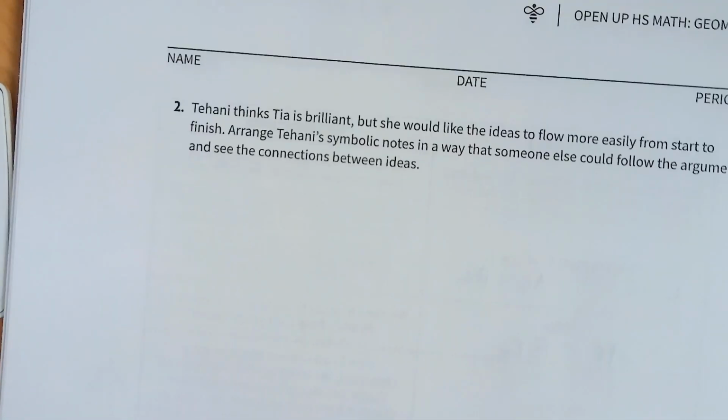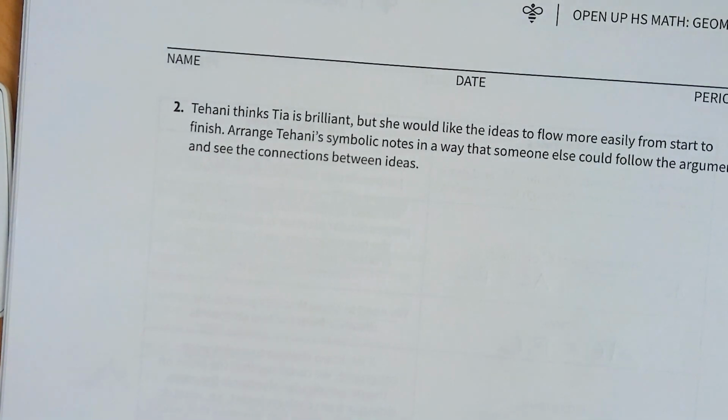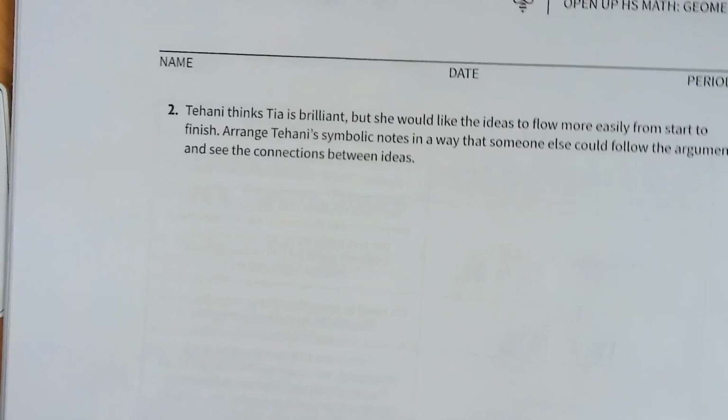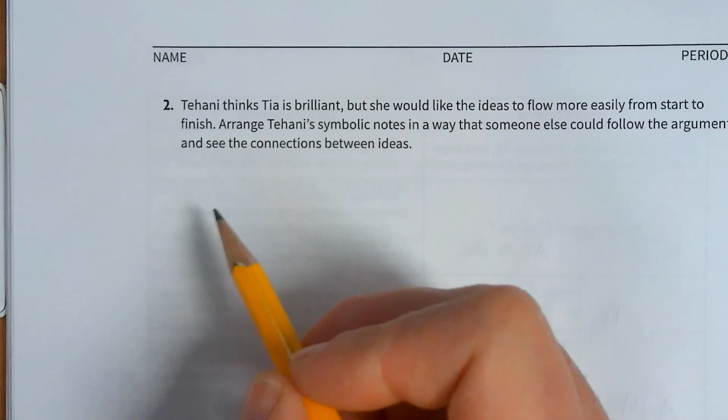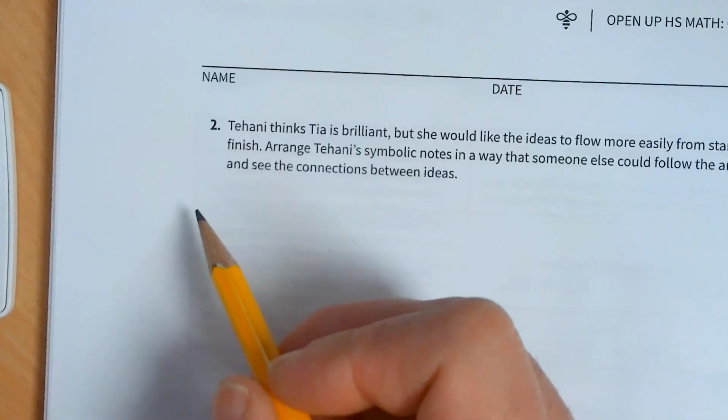All right, let's wrap this up real quick. Tia thinks Tahani is brilliant, but she would like the ideas to flow more easily from start to finish. Arrange Tahani's symbolic statements in a way that someone else could follow the argument and see the connections between ideas. Okay, let's do it.